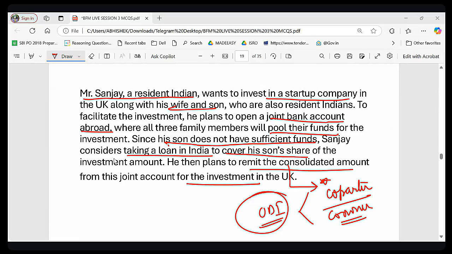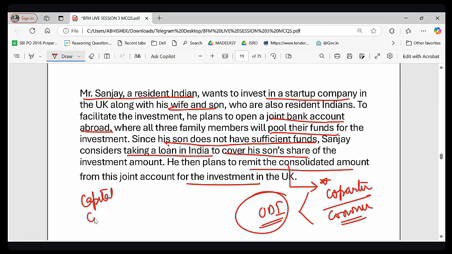So my question is, can Mr. Sanjay take a loan in India to fund his son's share of the overseas investment? Dinesh has answered no. What do you think? Yes, the correct answer is no. According to the RBI regulation, credit facility or loan cannot be used for capital account transactions. This is a kind of capital account transaction. Do you understand the difference between capital and current account transactions?